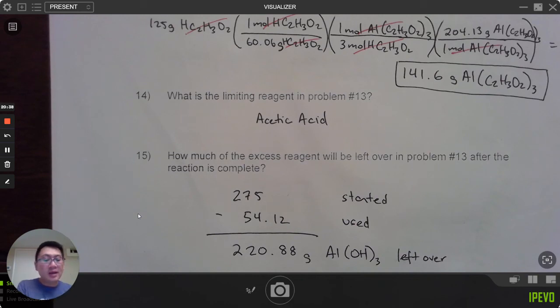So I realize this is limiting and excess reagent. The last two pages are some of the hardest types of problems, but they're also important, and I think they're fun concepts as well.